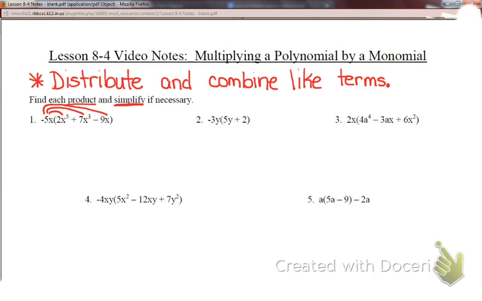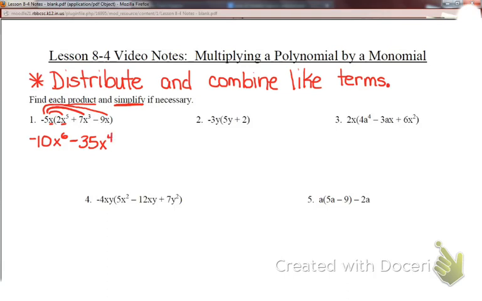So I just start here with the first one, negative 5x times 2x to the fifth. You multiply the coefficients. Negative 5 times 2 is negative 10. And then x times x to the fifth is going to be x to the sixth. Then I'm going to move on to the next term. We have negative 5x times 7x to the third. Negative 5 times 7 is negative 35, so I'm going to put minus 35. And then x times x to the third is x to the fourth.